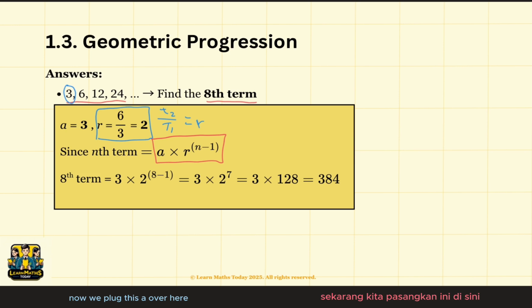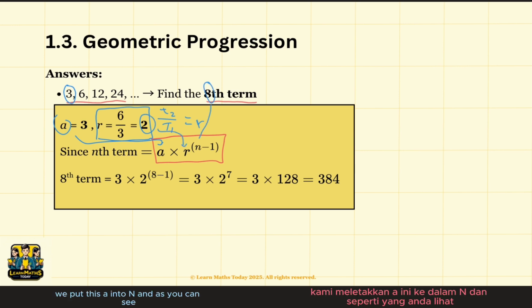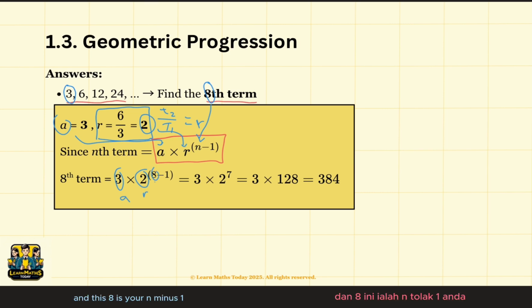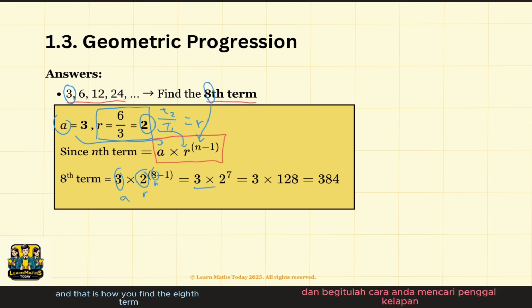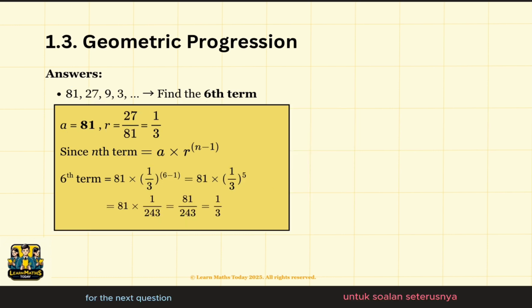Now we plug this a over here and this common ratio over here. And since they asked for the eighth term, we put this 8 into n. As you can see, this is your a, your r, and this 8 is your n minus 1. And that is how you find the eighth term. Simple as that.